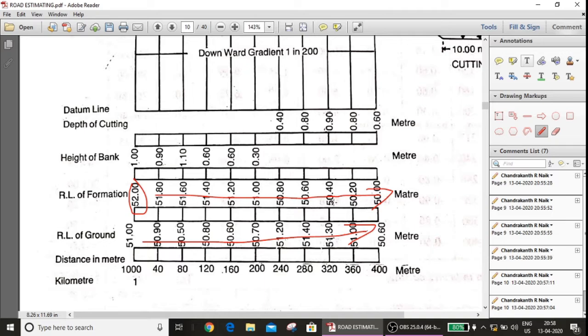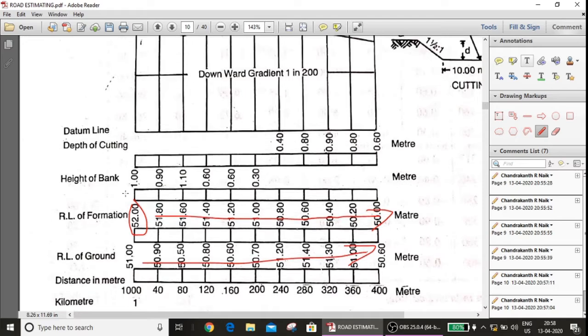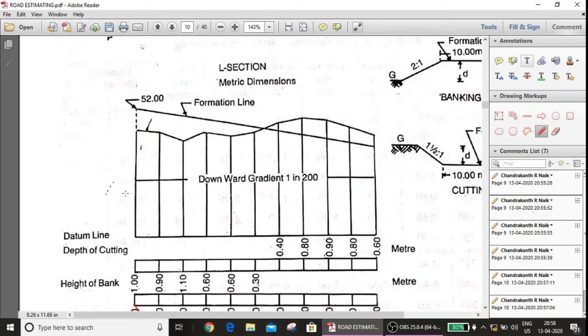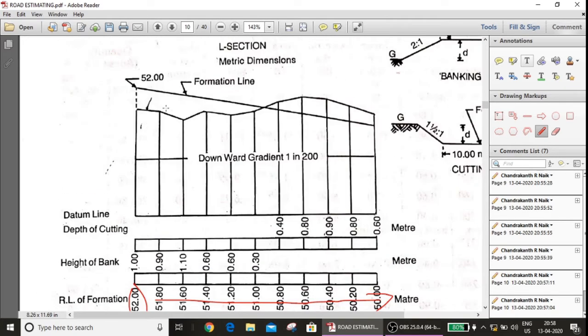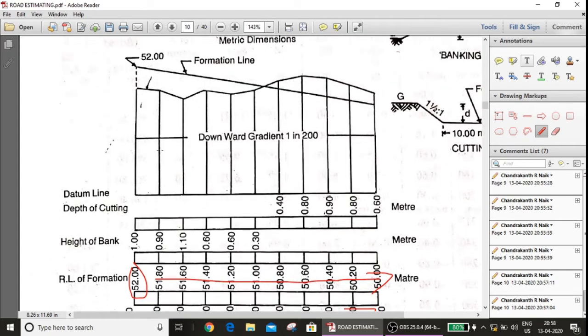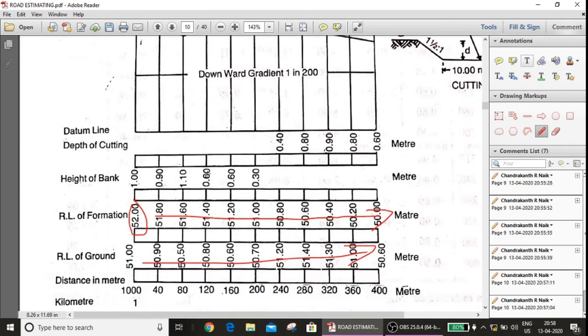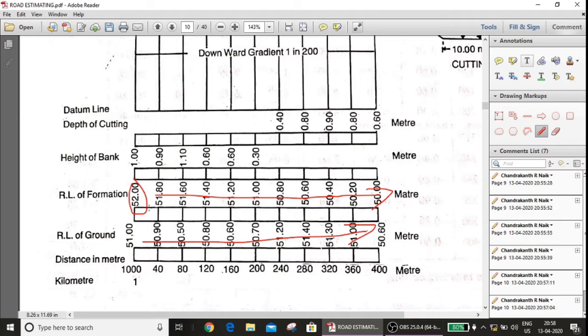We have to subtract 0.2 till the last chainage. So after subtracting, what we have to do, we have to find the height of banking, or it may be the depth of cutting. It is height of banking or depth of cutting, and it is decided by the formation line. See here, if we draw the L section we will get the complete picture. Okay, you can draw the L section, also you can estimate here. When we do the addition or subtraction, we will come to know what is going on in the problem.